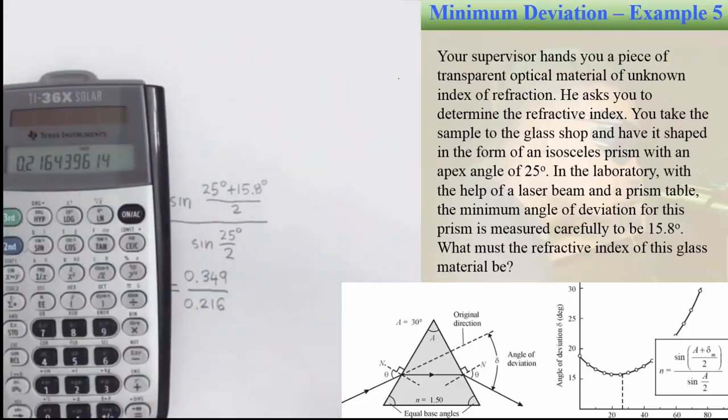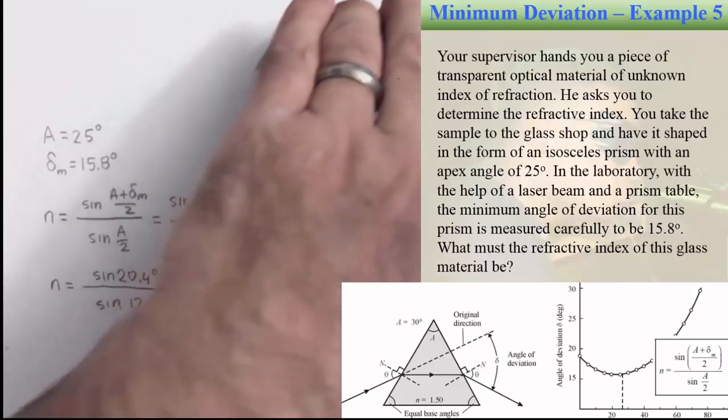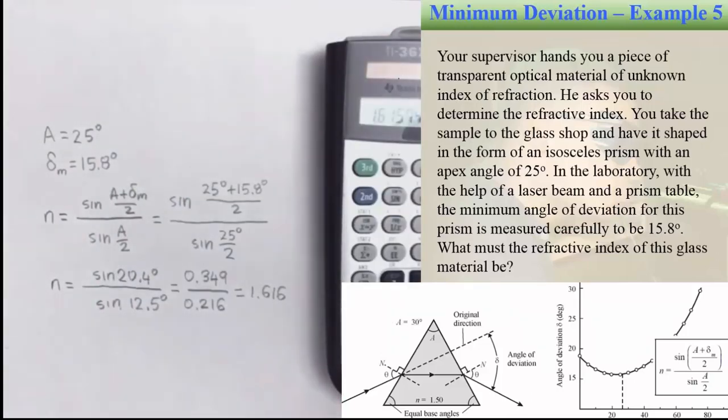So if we divide these two numbers, 0.349 by 0.216, we get 1.616 for the index of refraction of the material that this prism is made out of. You can also do a quick reality check. You can see that the index of refraction here is larger than 1, which is what's expected. So index of refraction is always larger than 1. The lowest possible index of refraction is equal to 1 for free space or vacuum.